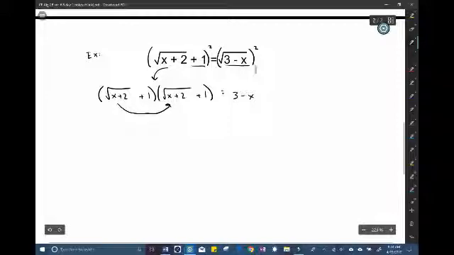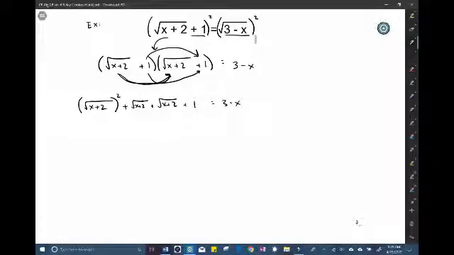The square root of x plus 2 squared would just be the square root of x plus 2 squared. Okay? The square root of x plus 2 times 1 would be plus the square root of x plus 2, plus the square root of x plus 2. You do outers and inners. And then the last ones would be plus 1. It's going to be equal to 3 minus x.